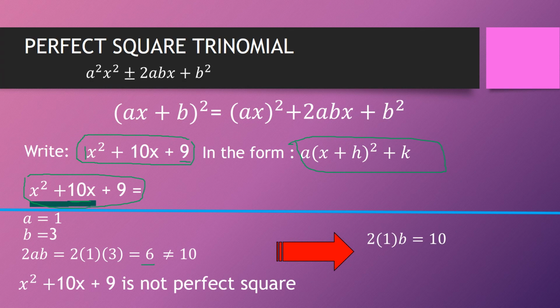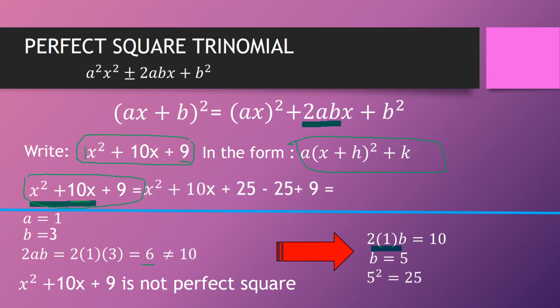Remember, it is 2ab, because the expression here is 2ab. 2ab is 10. I need to find b, because when I find b, I use b squared and add it to my expression, and I complete the square. Now, when you divide 10 by 2, the value is 5, and 5 squared is 25. Then what am I going to do? I'm going to add 25 and subtract 25 to my original expression.